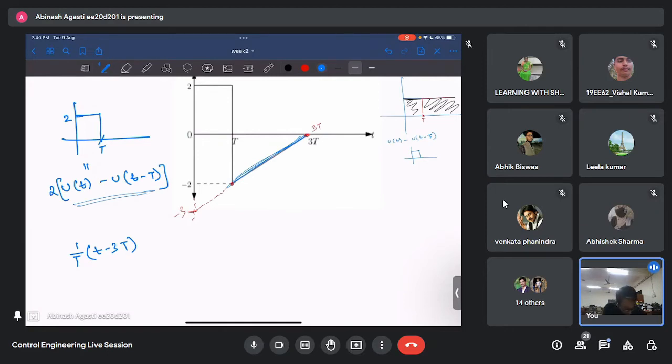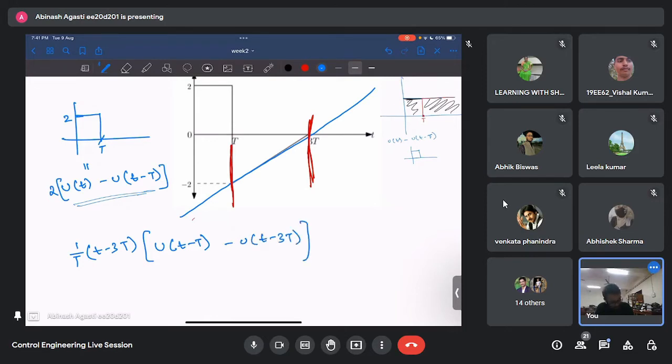This is the equation of the line, the entire line, but I want it only in this fixed part, right? So for that, again what we can do is take two step functions and clip them off like we did for this case. So we'll multiply with this, star minus u of t minus 3t, right?